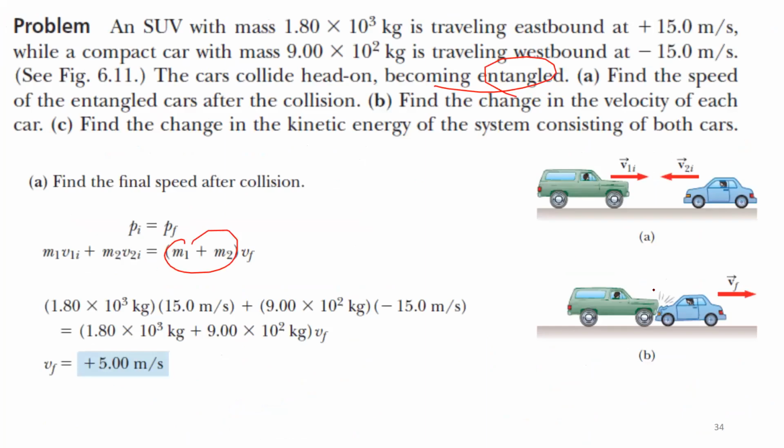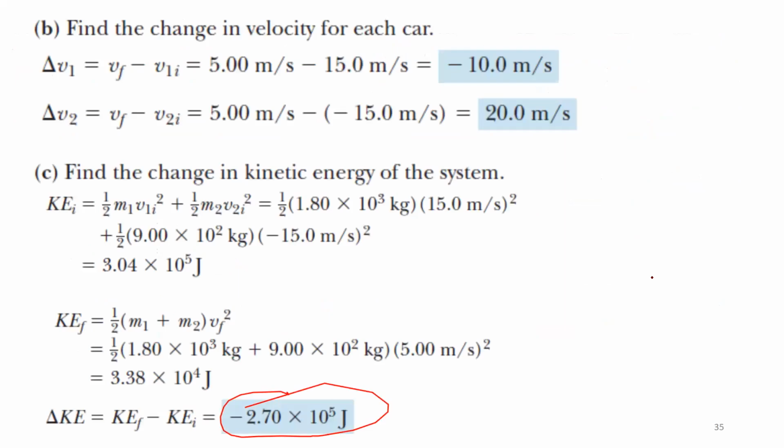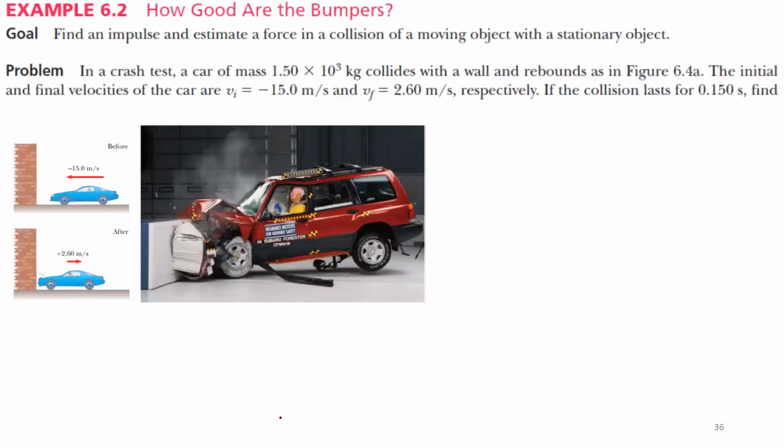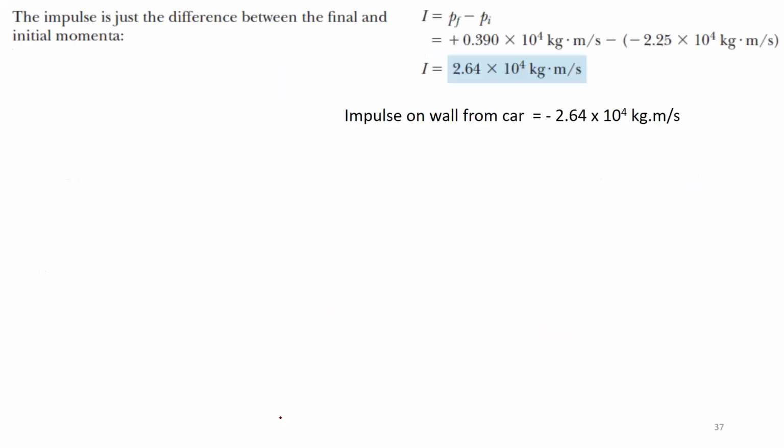Because here you will have damage, the kinetic energy will not be conserved, of course. You can calculate the change in kinetic energy, initial and final, and take the difference, and you will see that it's not equal to 0. So this is a loss in kinetic energy. When they are entangled, you have the maximum loss, of course. And here I give you a car crash test. Please look at it and solve it, okay?